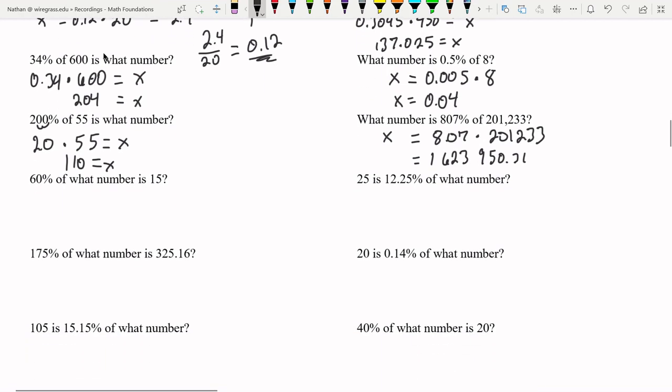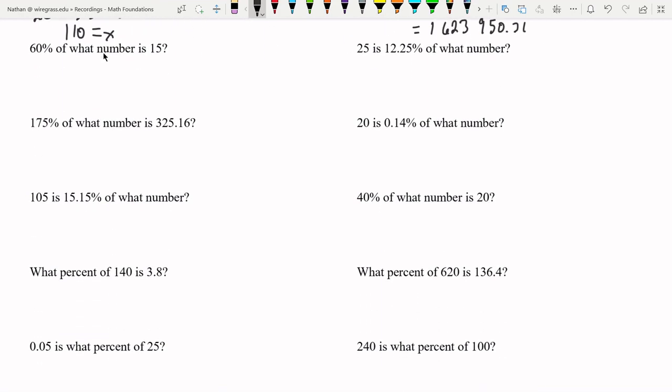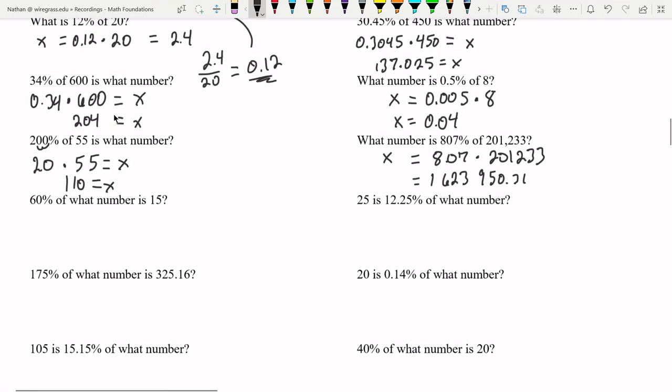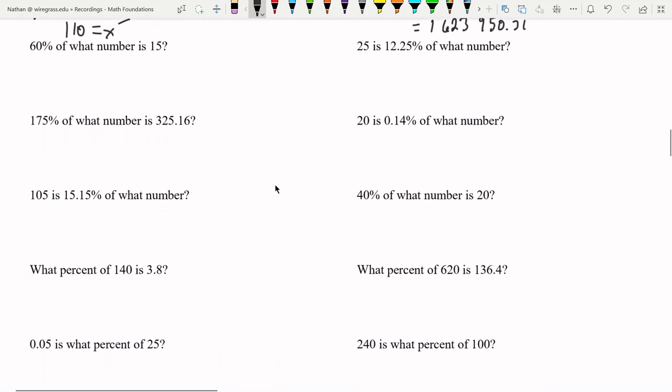Now for these next ones, we're actually going to be solving for either the whole or the percentage. And for this, we have to solve the algebraic equation. In the previous ones, right, we didn't have to solve for x because x was already by itself in all of these cases. For these ones, we can say here for this one, 60% of what number is 15? We need to get x by itself to solve for it. To do that, we're going to divide by the number multiplying x.